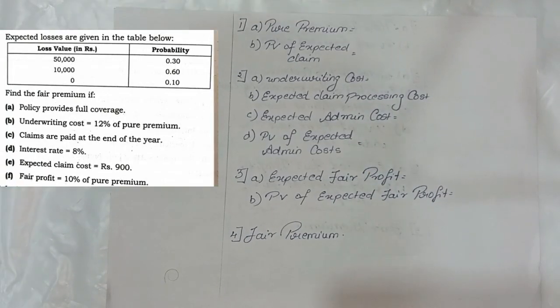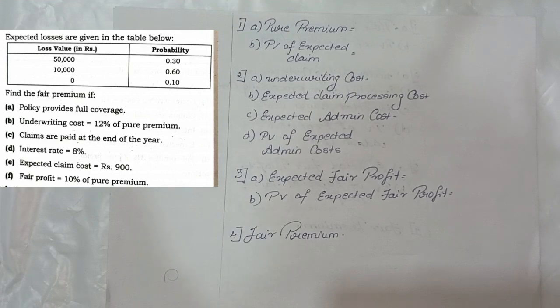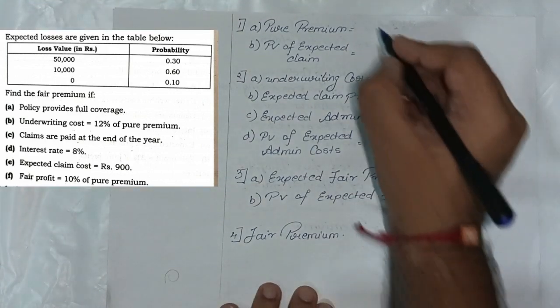Now let us read the next question. It's given that the expected losses are given in the table. Loss values are 50,000, 10,000 and 0, and the probabilities are 0.3, 0.6 and 0.1. Find the fair premium if the policy coverage is full and underwriting is 12% of your premium. Claims are paid at the end. Interest rate is 8%. The expected claim cost is 900 and the fair profit is 10% of pure premium. Let us see how to solve this in the same order. We are not going to change any steps, exactly the same steps. Let us start.